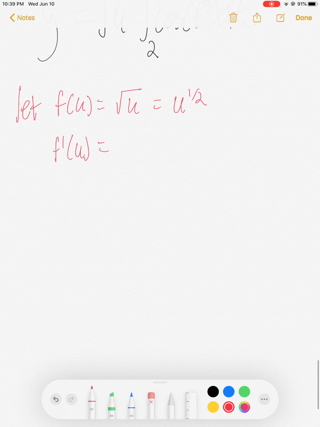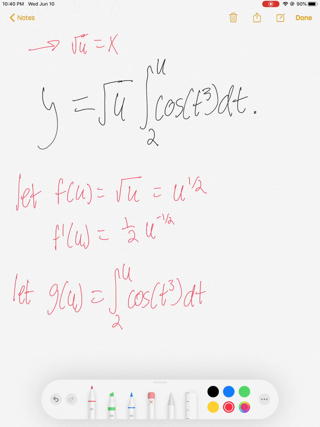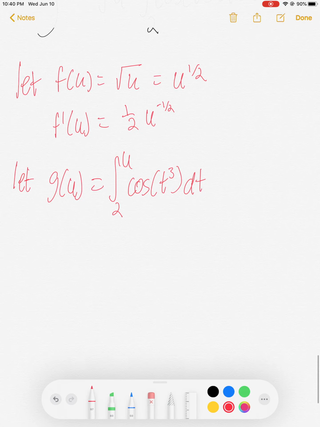Okay, so let f of x, let me call it f of u to be consistent with our variables. Let f of u be the function root u, or u to the 1/2. I'm going to leave some space because in a minute I'm going to compute f prime of u. And I'm going to then let g of u be this integral function. So it's the function that goes from 2 to u of cosine of t cubed dt. We're going to take the derivative of both of these functions because we're going to need that for the product rule.